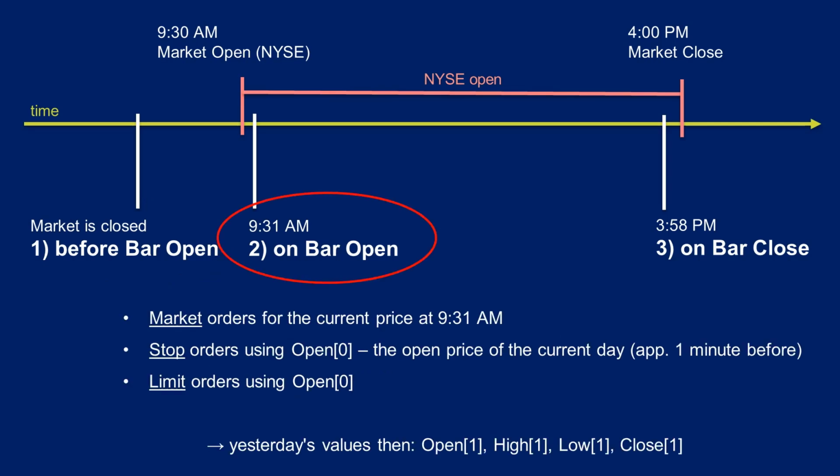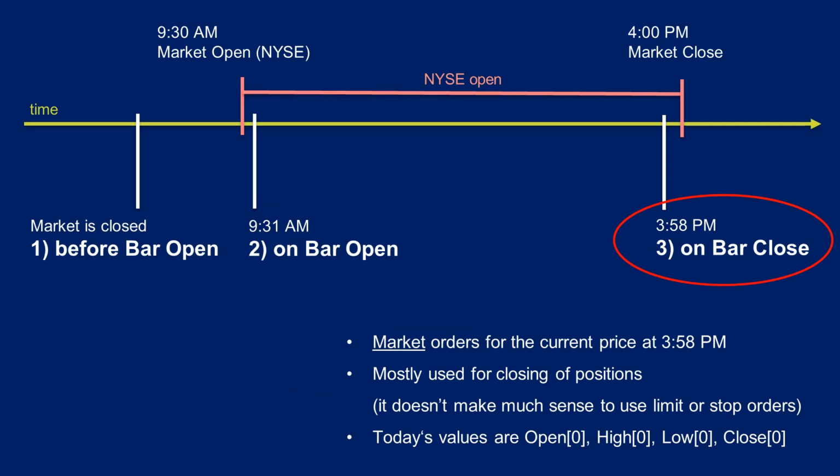Number 2, on bar open. When using this timing, the market order is executed exactly for the price at 9:31 a.m., so a bit after the opening time. And both stop and limit orders are executed approximately at the opening price of the current day.